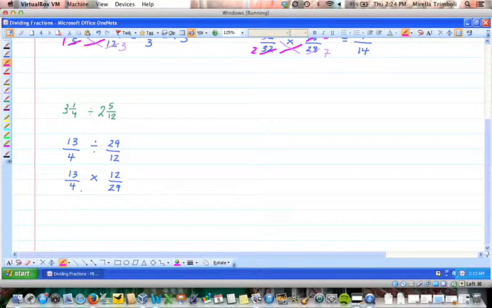Looking at the diagonals, if we look at the 4 and the 12, 4 goes into both of those, 4 into 4 once, 12 divided by 4 is 3. And if we look at the 13 and the 29, there's nothing that we can do to simplify that one there. So we have 13 times 3 is 39, and 1 times 29 is 29. And writing that as a mixed number, 29 goes into 39 once, remainder 10 over 29, and we can't simplify that any further.